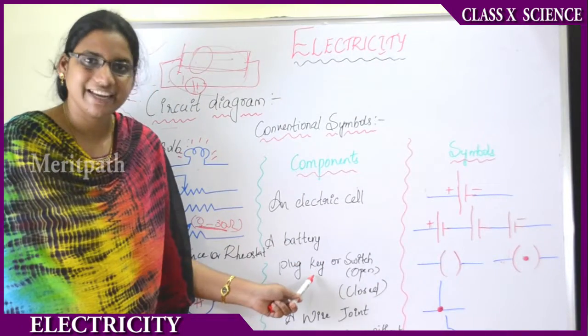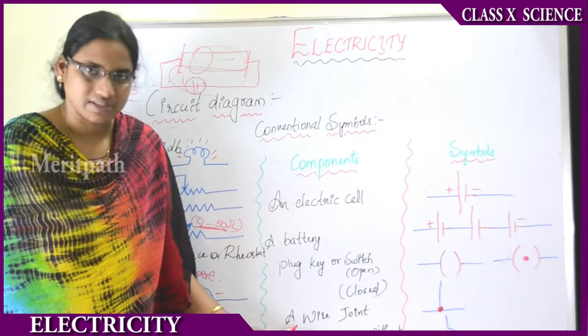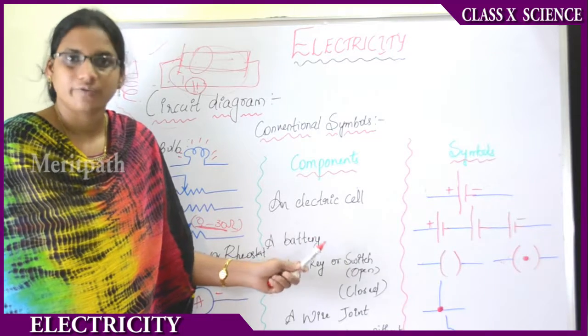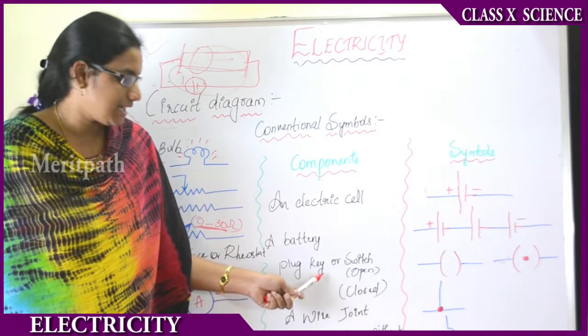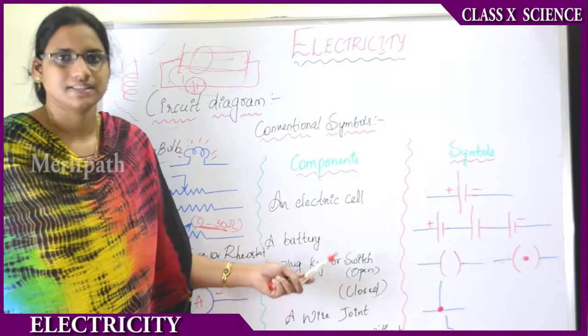The switch acts as a link between the conductor and the circuit or any equipment like a mixer, jar, or washing machine, anything. For that, it will be acting as a link. It is a link between the conductor and the system.